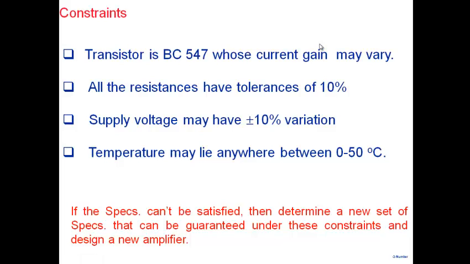Then my question to you is, yes, fine, you cannot guarantee these specs. What is the new set of specs that you can guarantee under these variations? What is it that you can guarantee? Okay, under these constraints. So you come up with now a set of specs that you can guarantee and do a design of an amplifier again. Another design. So two designs are there. First one, you forget about all these variations and all of that. You do a nominal design.